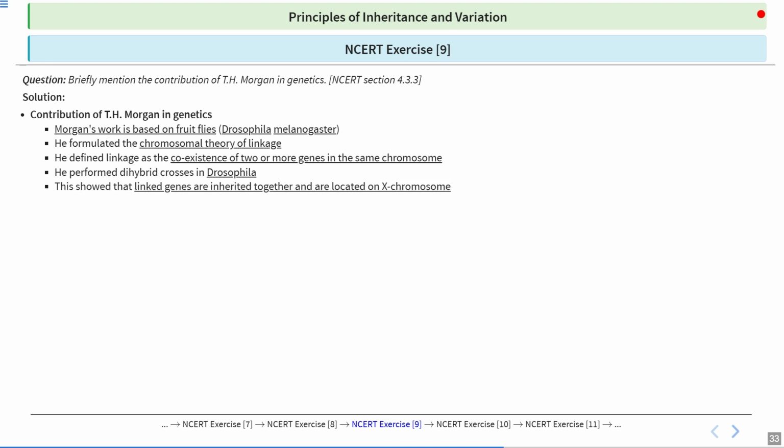So, he showed that the linked genes are inherited together, and these linked genes are located on the X chromosome. So, Morgan was studying the genes present on the X chromosome. So, he was studying sex-linked inheritance. And these genes were inherited together. So, how did he conclude that the genes were linked? Because in his experiment, Morgan was getting more parental combinations as compared to the recombinants. And the phenotypic ratio in the F2 generation deviated from the normal 9:3:3:1 ratio.